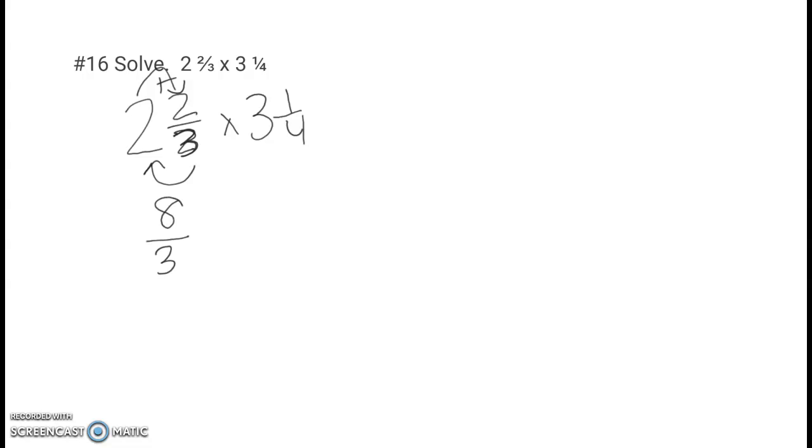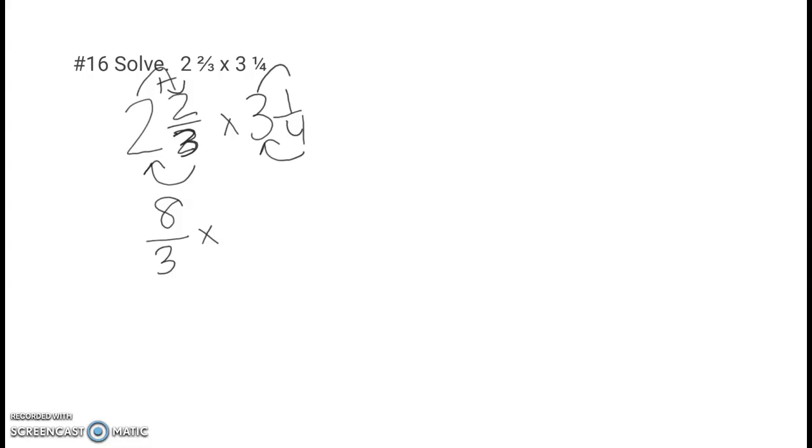We're going to solve 2 and 2/3 times 3 and 1/4. I'm going to turn those into improper fractions using the get mad strategy. Multiply, then add. 3 times 2 is 6, plus 2 is 8. The denominator stays the same.